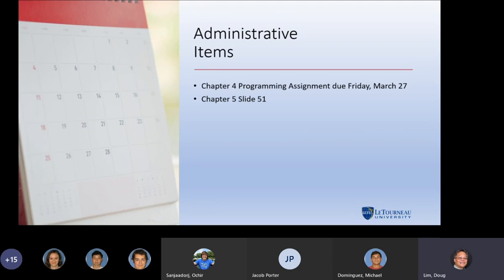So we do have the Chapter 4 programming assignment due Friday, March 27th, which is pick any of the programming assignments on threads that you like. I have some submissions already. It should be pretty easy. One thing I would ask you to do is to submit both your executable and your source code if you could, and that would be great.